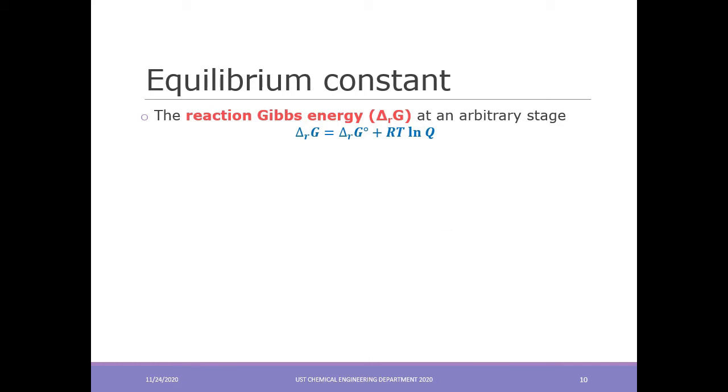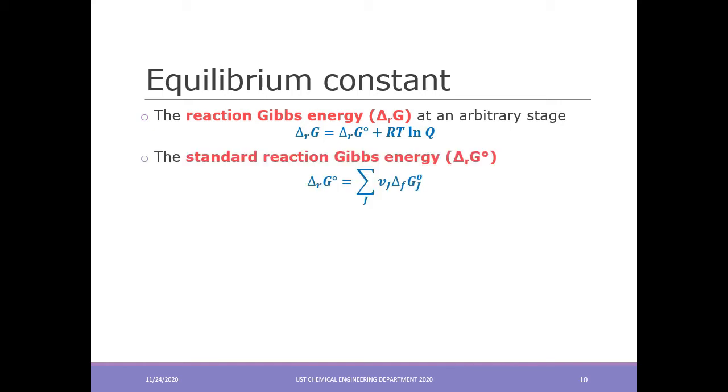Now, the reaction Gibbs energy of a reaction at any arbitrary stage is given by the standard reaction Gibbs energy plus RT times ln of the reaction quotient Q. The standard reaction Gibbs energy can be calculated from standard Gibbs of formation, which you can find in literature. We know that when the reaction is at equilibrium, delta G sub R is equal to 0.